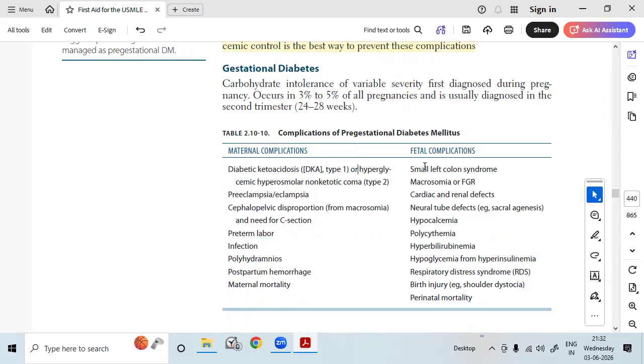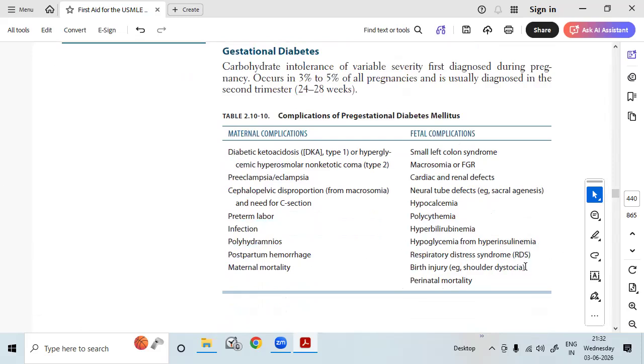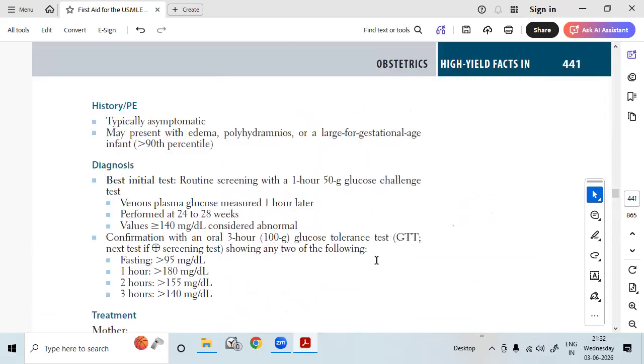Fetal complications: there can be small left colon syndrome, macrosomia or FGR, cardiac and renal defects, neural tube defects, hypocalcemia, polycythemia, hyperbilirubinemia, hypoglycemia from hyperinsulinemia, respiratory distress syndrome, birth injury, and perinatal mortality. So all these are the complications that can occur in a patient with pregestational diabetes mellitus.